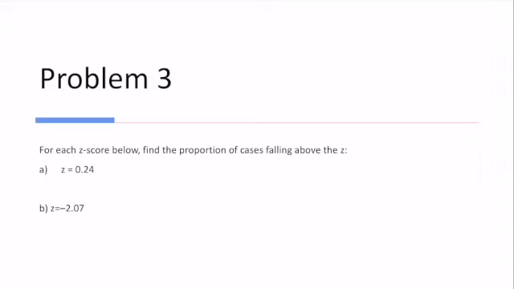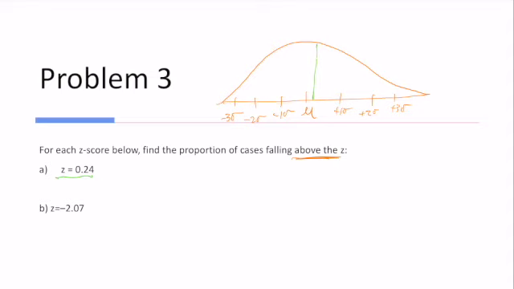Now, for each z-score below, I want to find the proportion of cases falling above that z value. So if I have my normal distribution, I'm trying to find the area above. So let's take a look. If I have z equals 0.24, that's like right here. I'm trying to find the area over here.